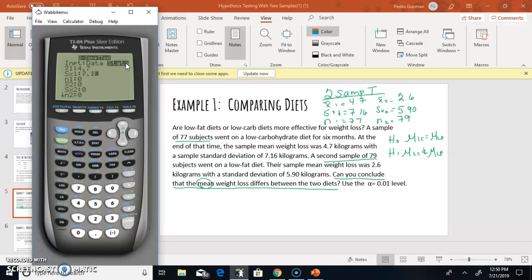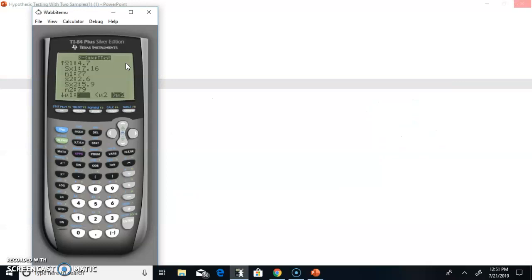SX1 was 7.16. N1 was 77. X bar 2 is 2.6. SX2 is 5.90. N2 was 79. Make sure we choose not equal.